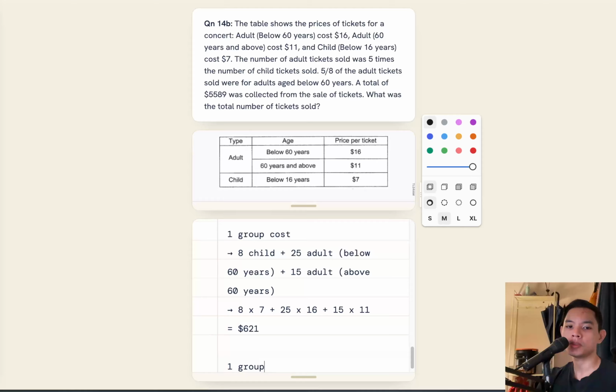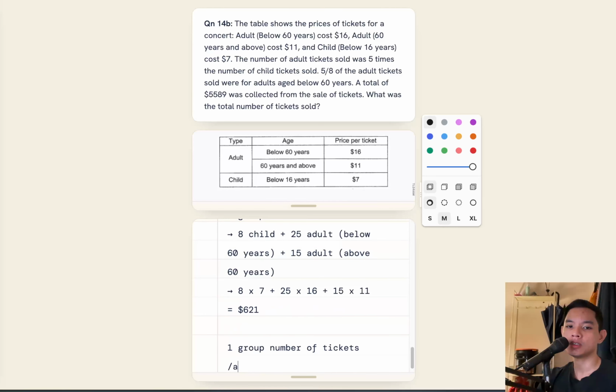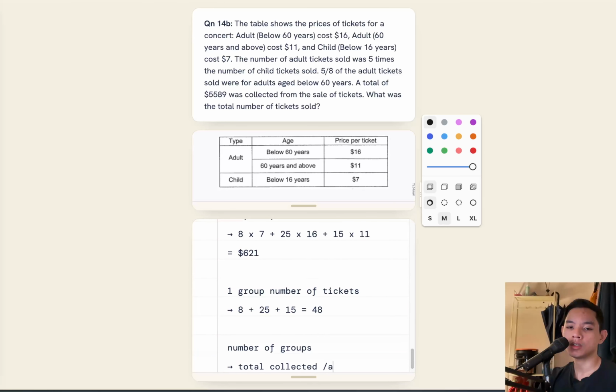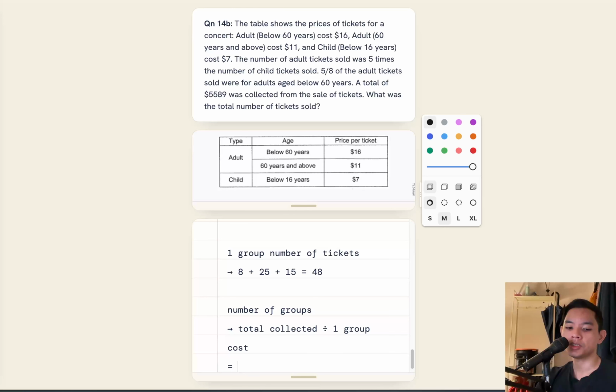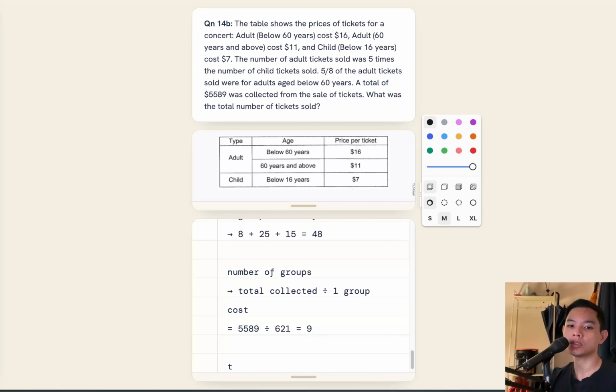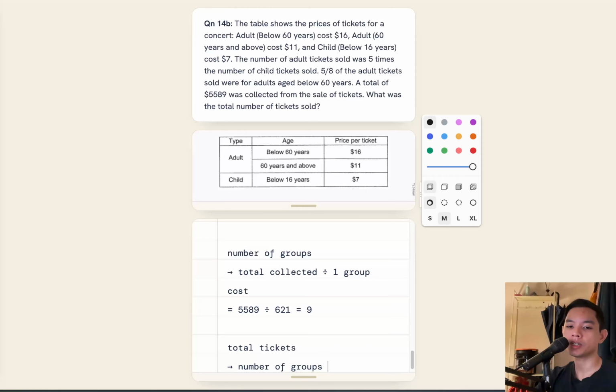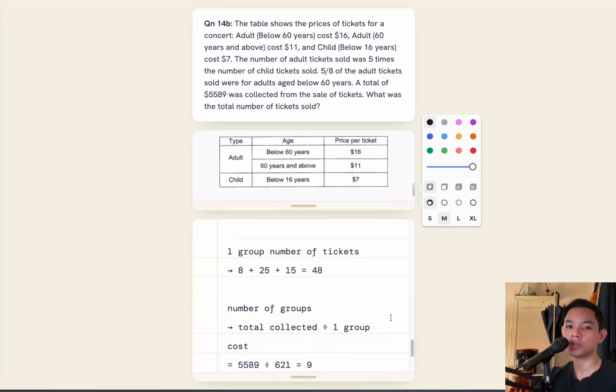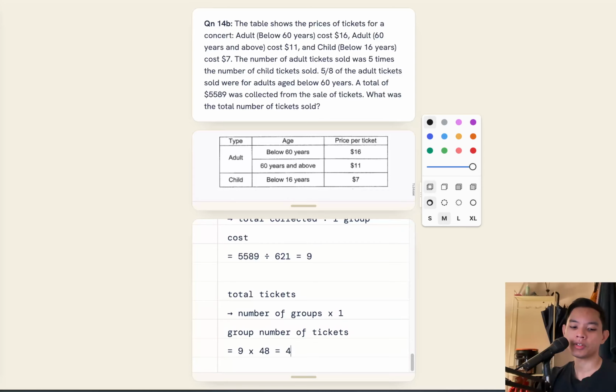So one group number of tickets is equal to 8 plus 25 plus 15. This will be 48. So number of groups then be total collected divided by one group cost, which is 5589 divided by 621 will be equal to 9. So total tickets then be number of groups times one group number of tickets, which is essentially 9 times 48. This will give us 432 tickets. Okay, there you go. So that's the answer.